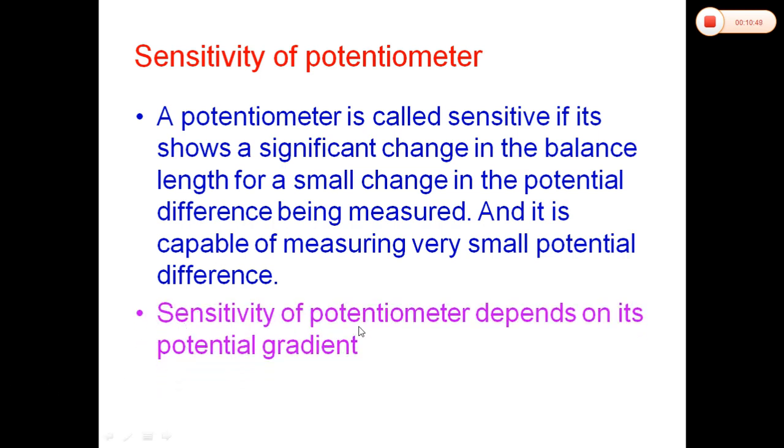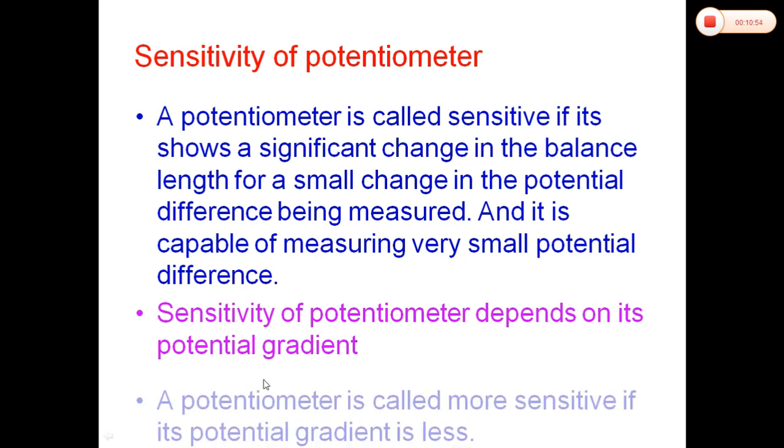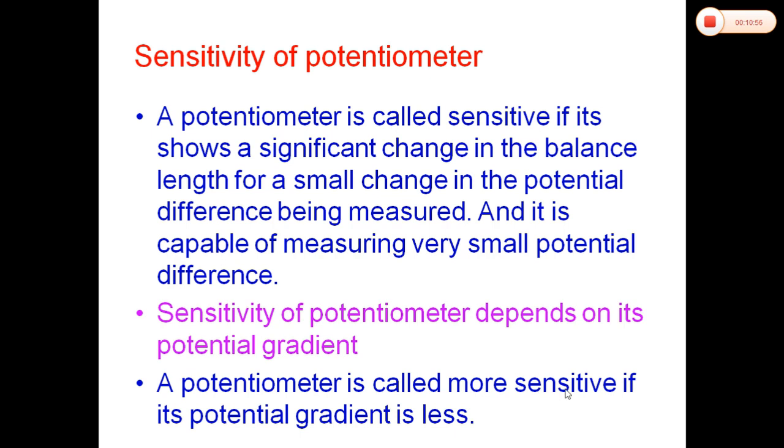The sensitivity of a potentiometer depends on its potential gradient. A potentiometer is called more sensitive if its potential gradient is less. If the potential gradient of the potentiometer is less, then it is called more sensitive. Now, how do we increase sensitivity? This is a question many times asked in the examination.